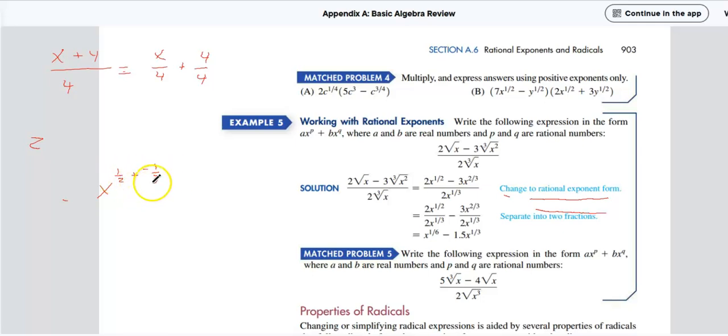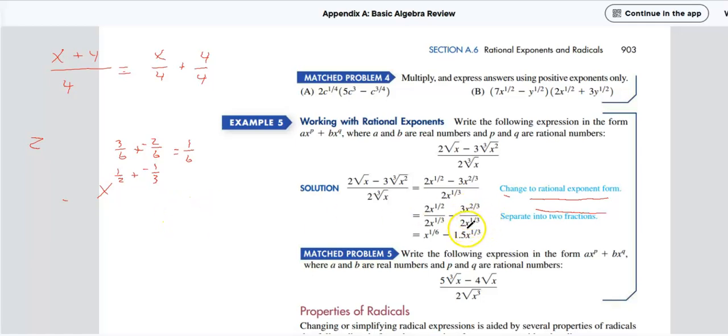Well, now that I'm adding, I need to make both of these with a denominator of 6. 1/2 with the denominator of 6 is 3/6. 1/3 with that would be 2/6, and it's negative. Add those together, I have 1/6 positive. So that leaves me with an x to the 1/6.